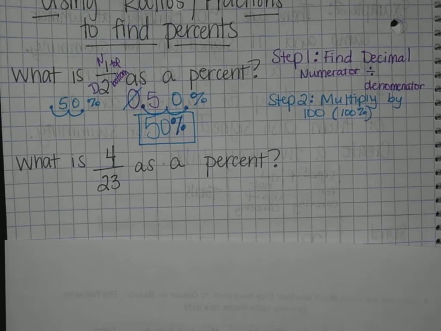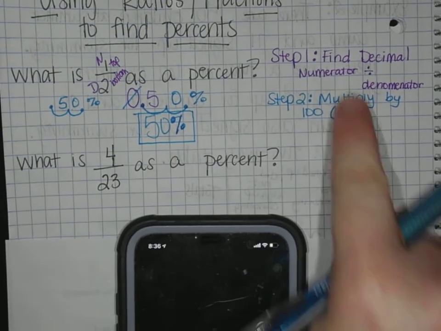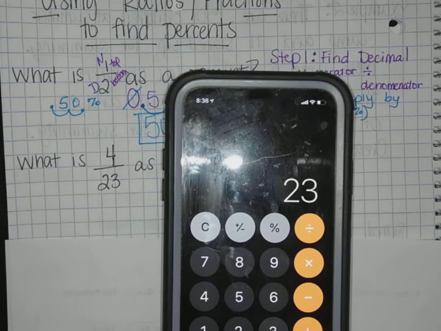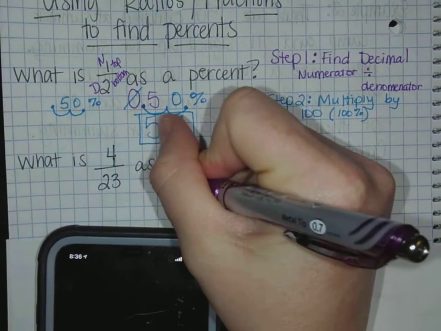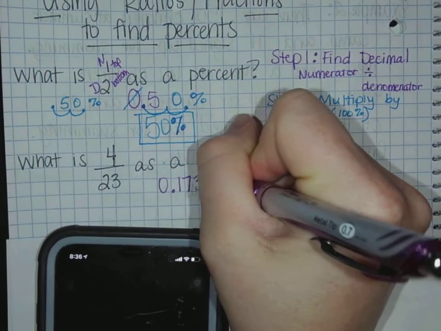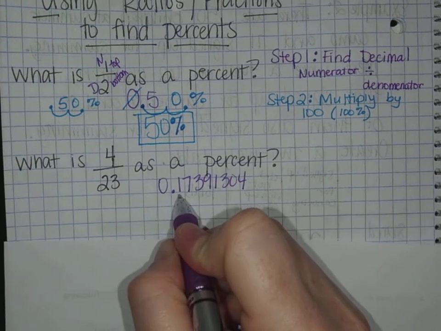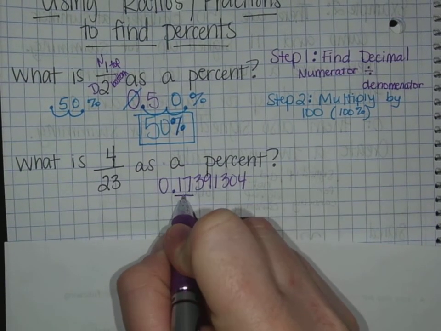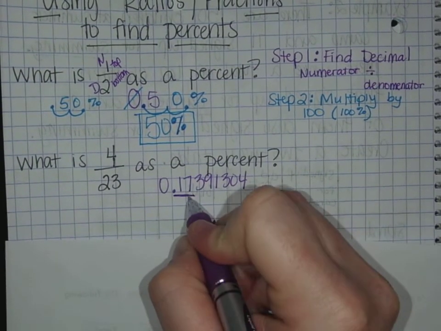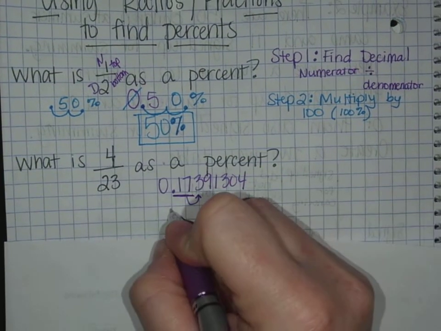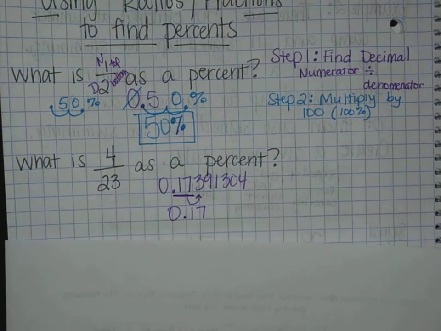What is 4/23 as a percent? So I'm going to do it in the steps. So find the decimal by taking the top divided by the bottom. So I'm going to do 4 divided by 23. I get 0.1739134. On the assignment, all I have you doing is the nearest percent, so you just need 2 decimals, so that 3 would make the 7 stay the same. So it would just be 0.17.